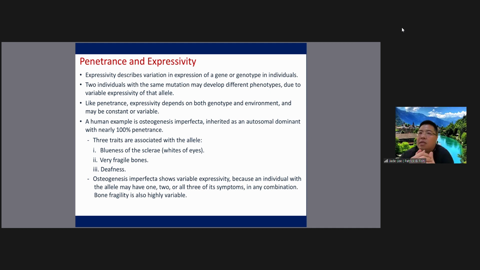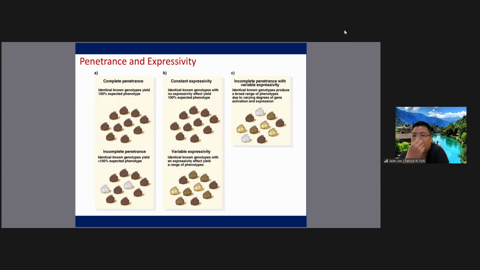Genes and phenotypes in the individual. So two individuals with the same mutation may develop different phenotypes due to the variable expressivity of that allele. Dia variasinya berbeza, walaupun dua individu ini mempunyai mutation yang sama, tapi boleh menghasilkan phenotype yang berbeza juga, kerana expressivity of this mutated gene adalah berbeza, kerana dia menghasilkan variasi yang perlainan. Okay, contohnya inilah. Kalau kita boleh tengok di sinilah the complete penetrance, consistent expressivity, okay, variable expressivity, incomplete penetrance, okay, and incomplete penetrance with variable expressivity.